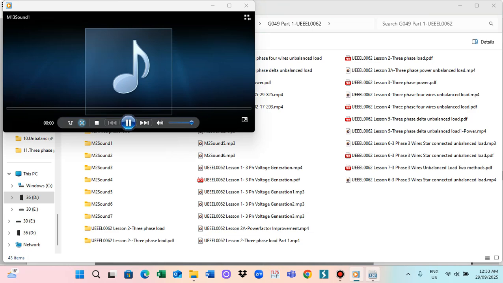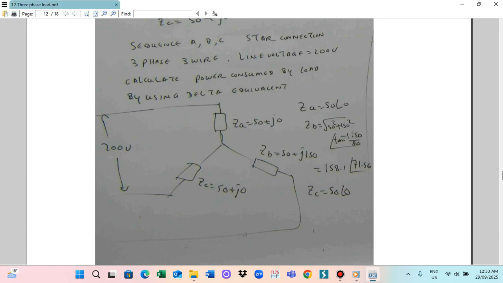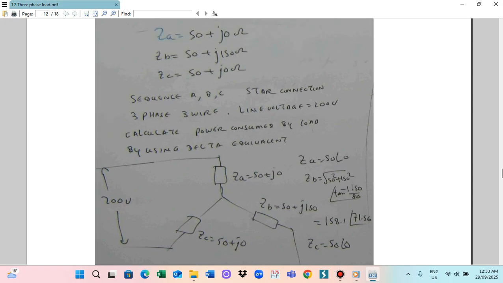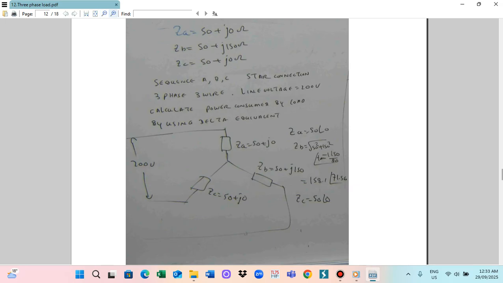And it says that is 50 plus angle 0. So this is the area. 50 plus J0. And so ZB is 50 plus J150. That J150 and then ZC. ZC is 50 plus J0.